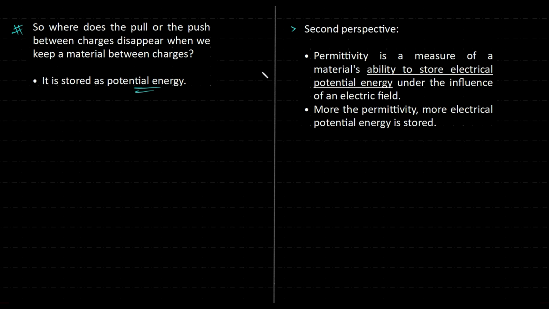Now, the second perspective on permittivity. Permittivity is a measure of a material's ability to store electrical potential energy under the influence of an electrical field. So a material which has more permittivity has more electrical potential energy stored. All of this helps.